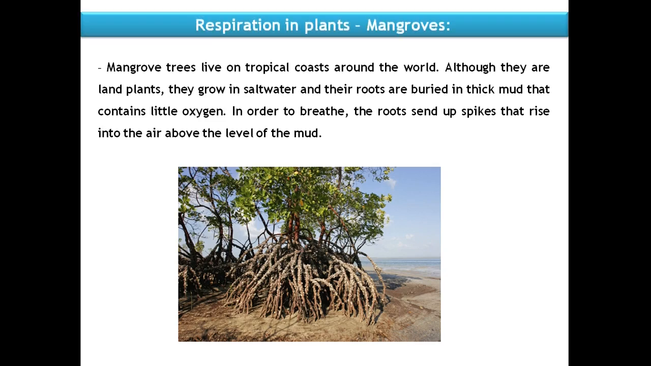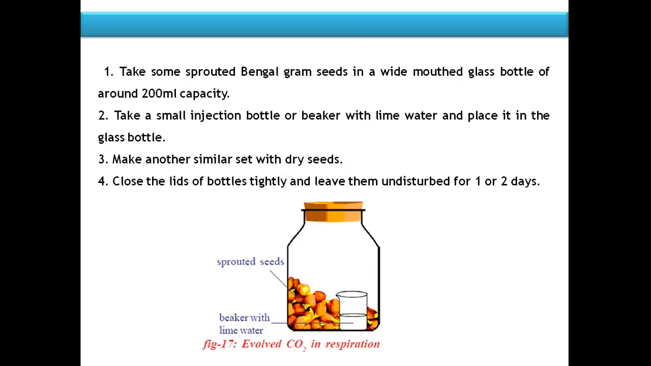And coming to the mangroves, these trees live on tropical coasts of the world. They grow in salt water and their roots are buried in the thick mud that contains little oxygen. In order to get the oxygen, the roots send up spikes that rise into the air and absorb the atmospheric oxygen.